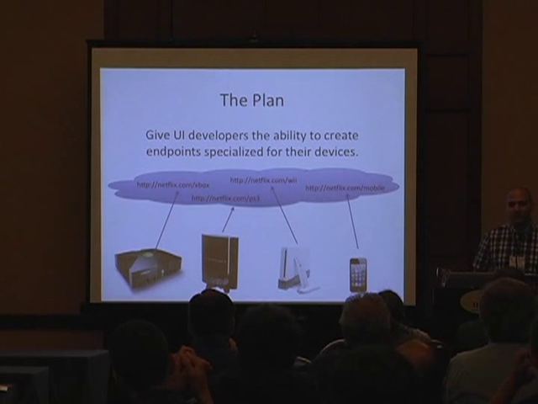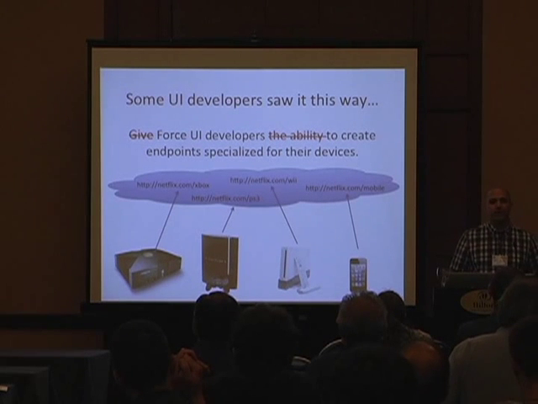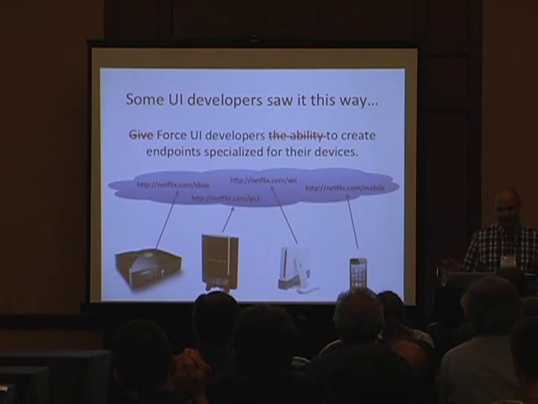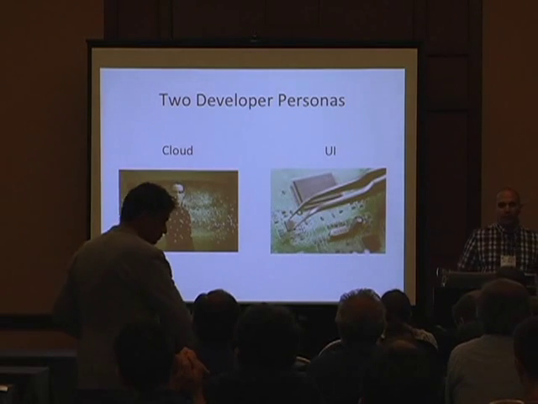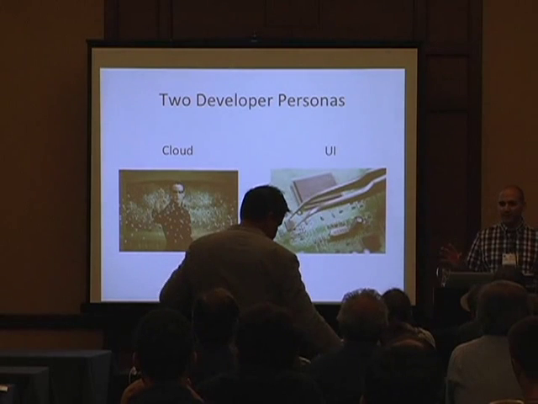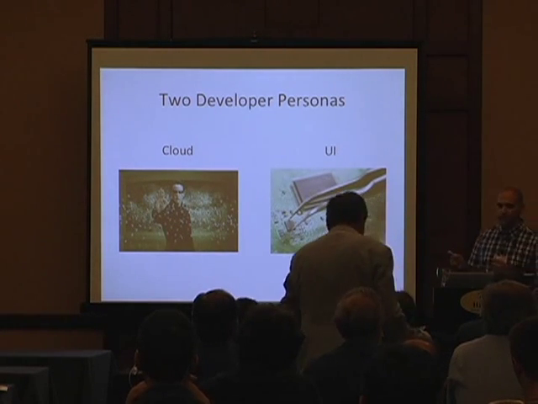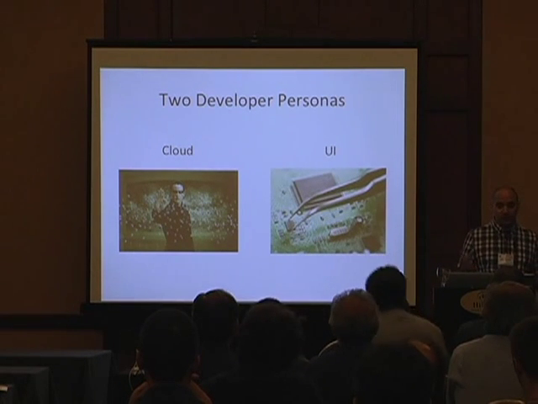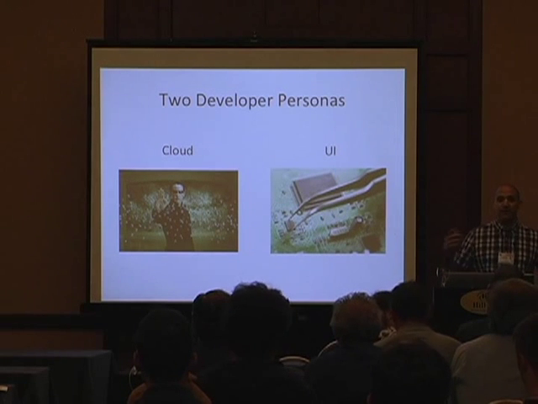So the plan was to give UI developers the ability to create endpoints specialized for their own devices. Now, some of our UI developers saw this somewhat differently. To understand the reasons for that, it's important to understand that they've got great attitudes, the UI developers. It's just, if you understand historically why this is such a difficult thing, if you were to group the two types of developers we have in Netflix, you could group them in two personas. You've got your cloud developer and you have your UI developer. Now, these developers think about the world and see things very differently and for obvious reasons. But even more so at Netflix, that becomes even more exaggerated.